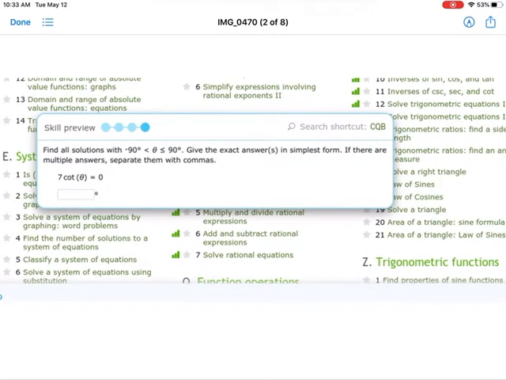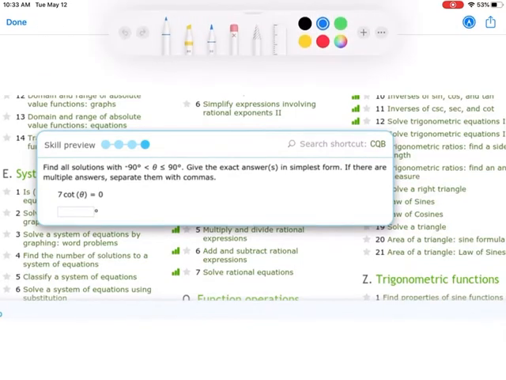Okay, first problem here. We have problems 12 and 13, solving. Alright, so to solve, you just got to get the trig function by itself.